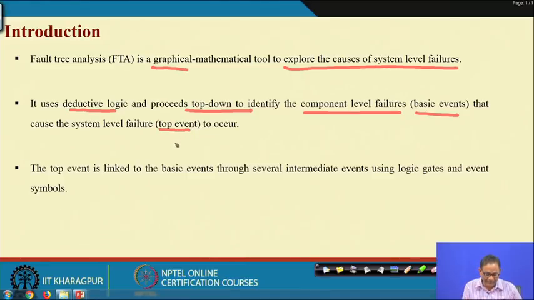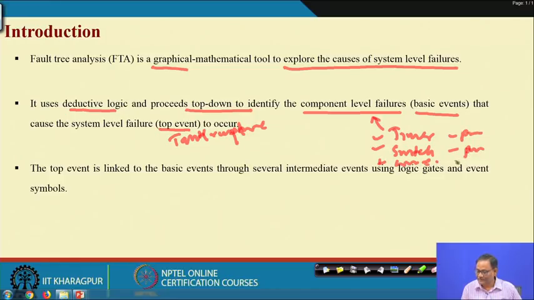So the top level may be the tank rupture, and ultimately you will come to the component level: the timer, then the switch, then the wire, power supply, pump, pressure gauge. All component level failures are responsible for the top level failure. The top event is linked to the basic events. The component level failure is also known as a basic event, where you have enough data to know the probability of failure. So the tank rupture will be linked to these bottom component level failures in the pressure tank system through several intermediate events, logic gates and event symbols.